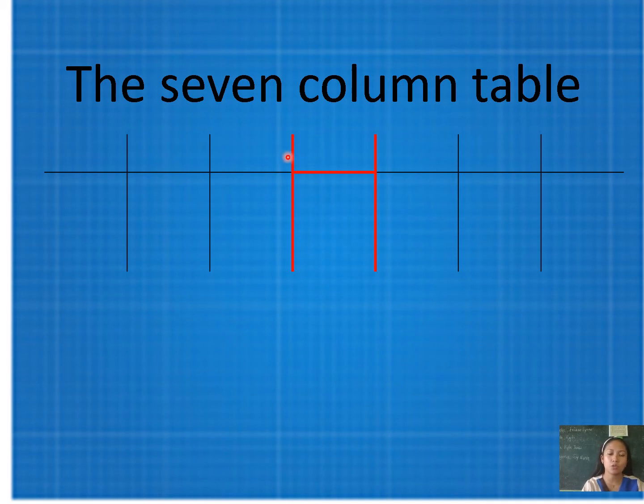And the larger units like the kilogram, the decagram, the hectogram, we will put to the left of the column with red borders. And the smaller units like the decigram, centigram, milligram, we will put to the right of the column with red borders.